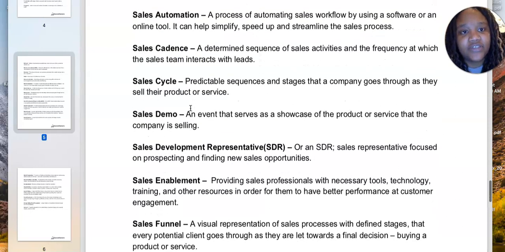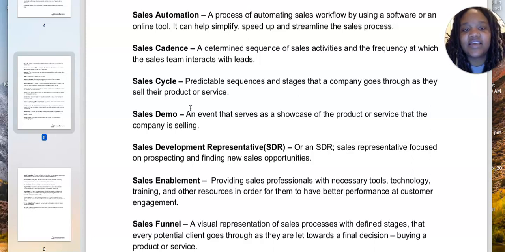Next, we have sales automation, which is a process of automating sales workflow by using a software or an online tool, and it can help simplify, speed up, and streamline your sales process.